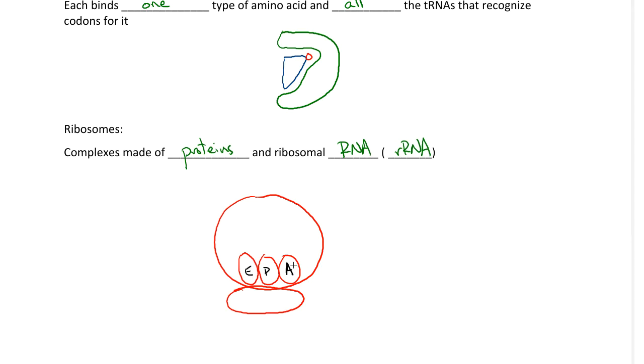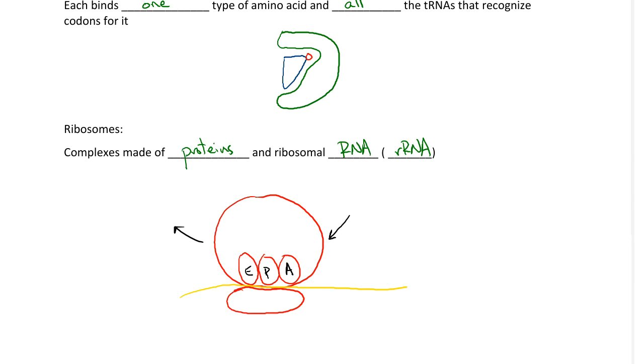The A site is where the incoming tRNA carrying a new amino acid comes in. A is for amino acid. P is where the growing polypeptide chain is made. P for polypeptide. And then E is where the transfer RNA that has given up its amino acid exits. So you can imagine transfer RNAs coming in this way and leaving this way. And the messenger RNA lies down here in between the large and the small subunit.